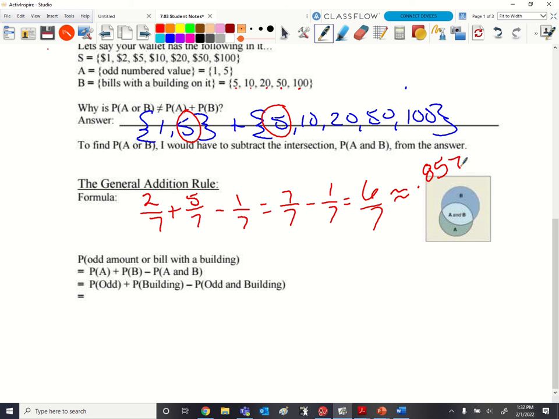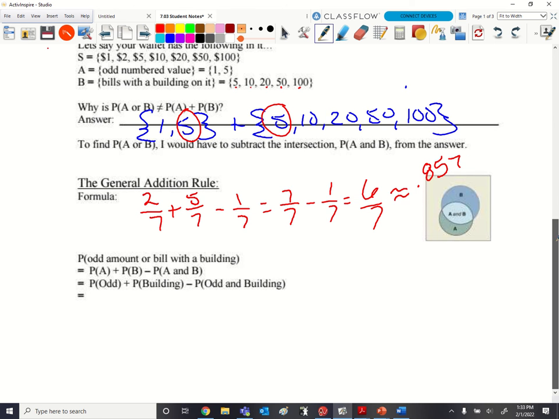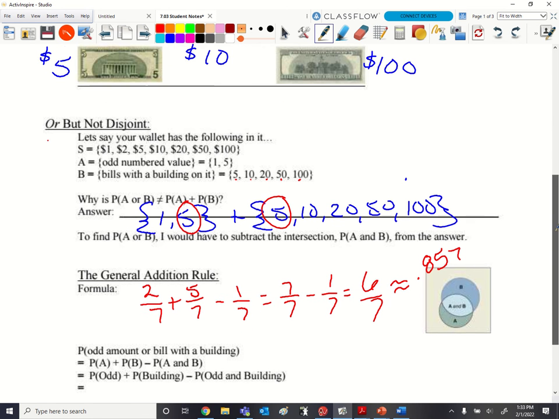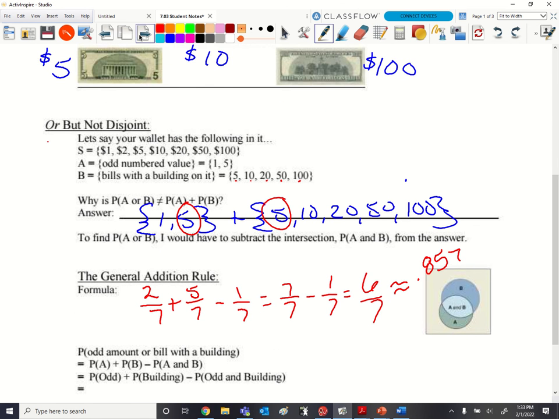Is that easy? Yeah, that's super easy, right? By identifying the problem, we're able to say, oh, hey, look, I can go from there. So that is the rule for when we have intersections where both have something in common. Now I am going to go to the next one.